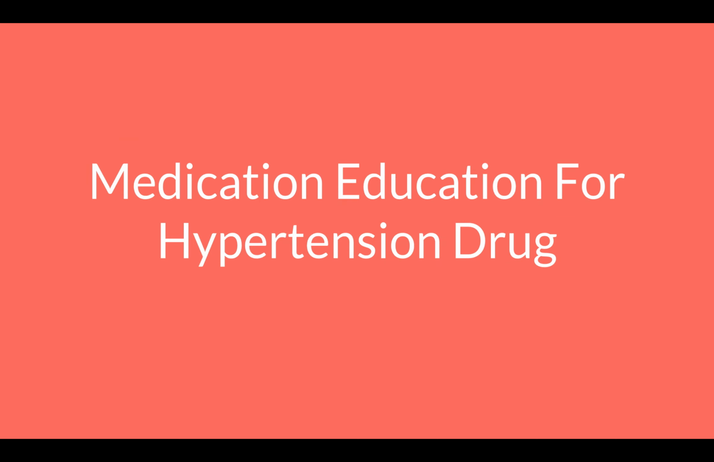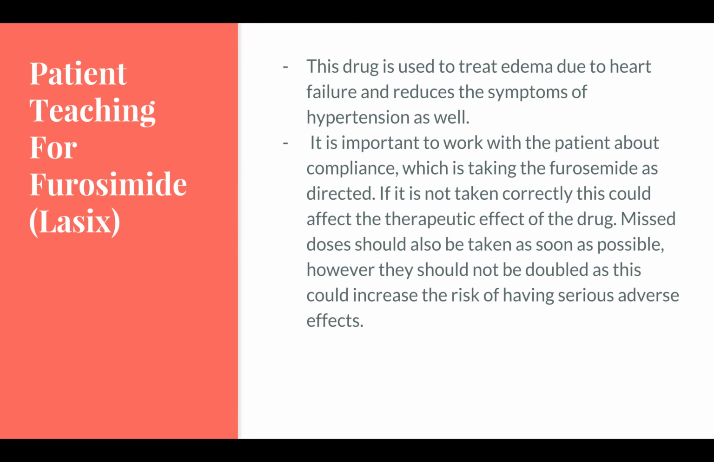Medication education for hypertensive drug. Patient teaching for furosemide. This drug is used to treat edema due to heart failure and reduces the symptoms of hypertension as well. It is important to work with the patient about compliance, which is taking furosemide as directed. If it is not taken correctly, this could affect the therapeutic effects of the drug. Missed doses should be taken as soon as possible. However, they should not be doubled, as this could increase the risk of serious adverse effects.